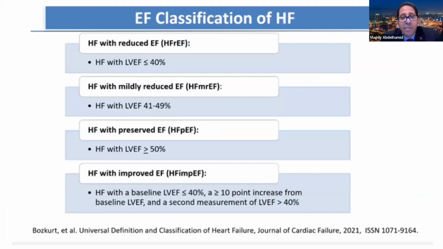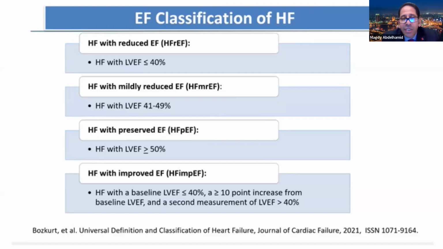So in this universal definition, we have 4 categories for heart failure classification: heart failure with reduced ejection fraction if the EF is 40% or less; heart failure with preserved ejection fraction, 50% or more ejection fraction; in the gray zone, 41 to 49, this is known as heart failure with mildly reduced ejection fraction; and the new phenotype, which is heart failure with improved ejection fraction.